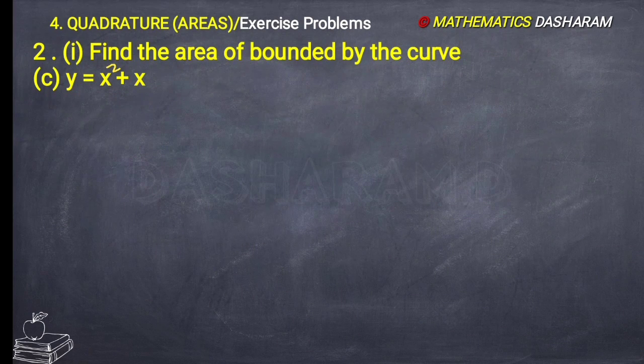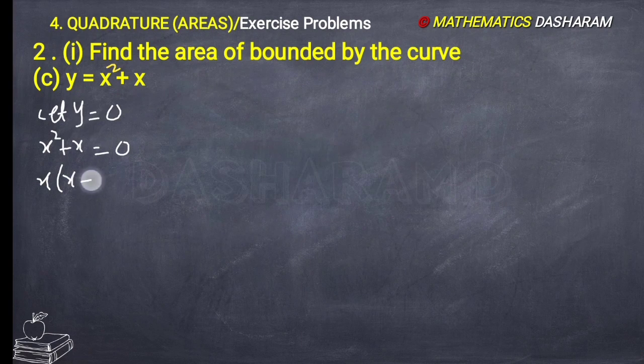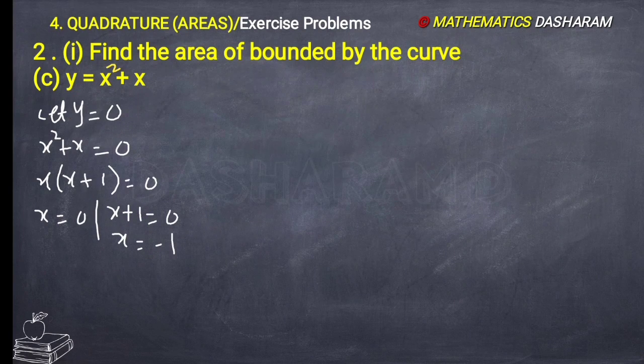Question c: y equals x square plus x. Let's find the x values first. Here x square plus x equals 0. Take x common: x(x plus 1) equals 0. x equals 0 is one answer, and x plus 1 equals 0 is the second one. Here x equals minus 1.